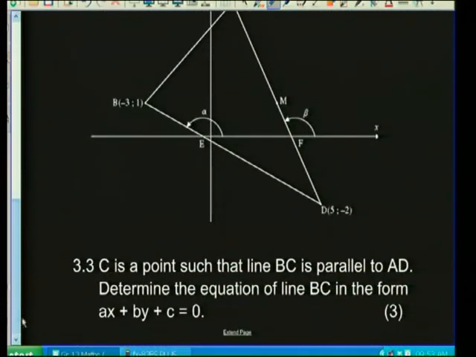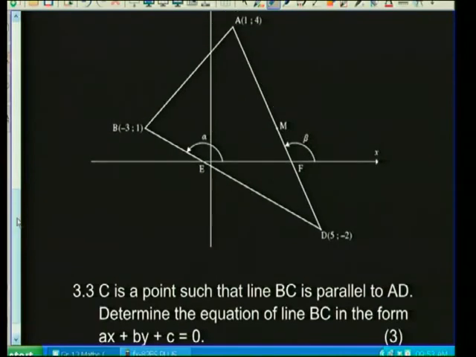Now what are they asking me? C is a point. So let's just understand over here. C is a point such that the line BC is parallel to AD. Now that is referring to earlier information. So I know that I've found the gradient of AD, and that was negative 3 over 2. So I'm taking my answer from part 1.